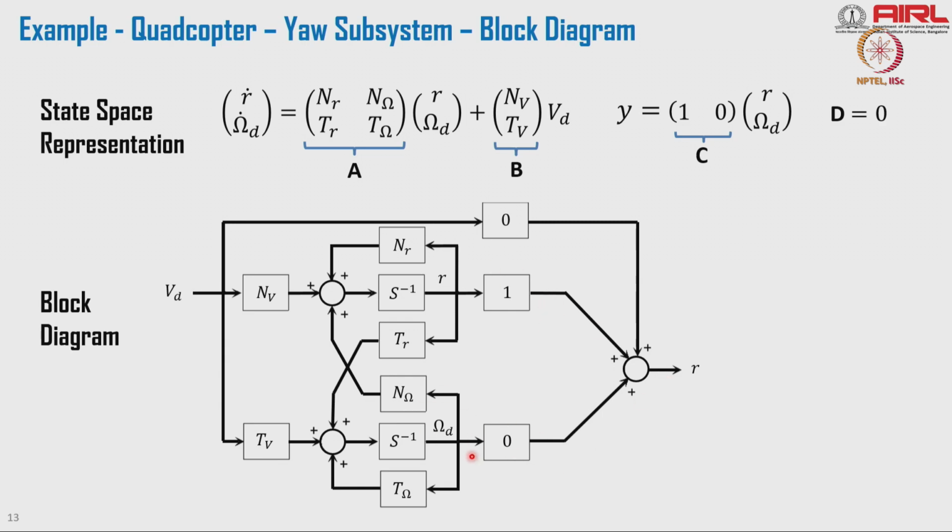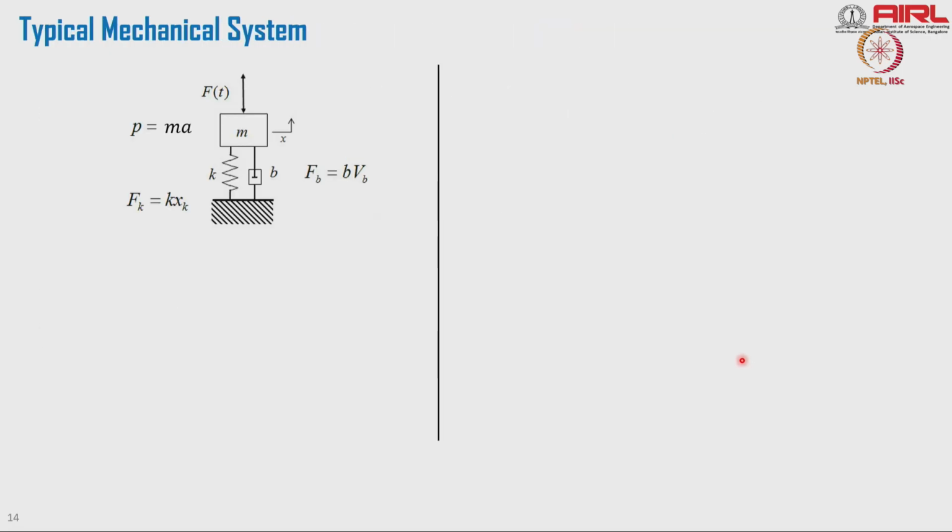Looking at my output equation, y is 1 0 times r and omega d, which means 1 times r. I am just looking at r alone, it does not depend on omega d or on vd. So, I can write it in a block diagram form to understand.